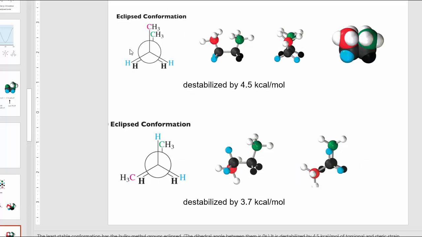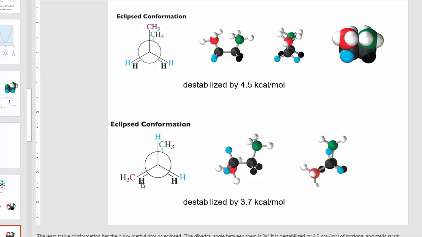Finally, the really bad interaction for butane is everything eclipsed, and in particular, it's the two methyls eclipsing that's worth about 2.5 kcals per mole, because we know that the two hydrogens eclipsing are worth 1 kcal per mole each. So 2 kcals per mole for the hydrogens, 2.5 for the methyls, 4.5 overall.